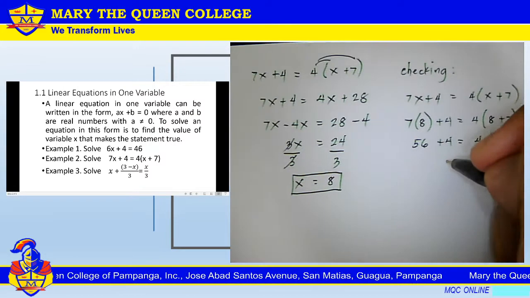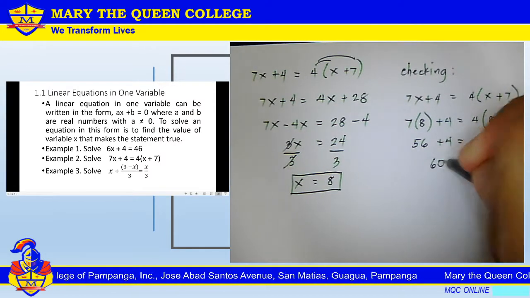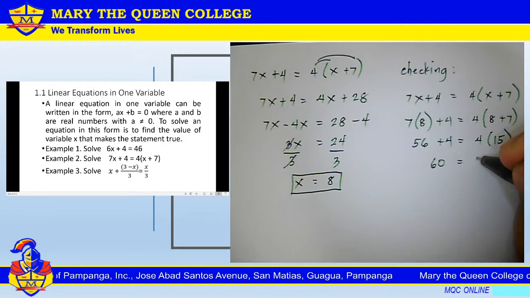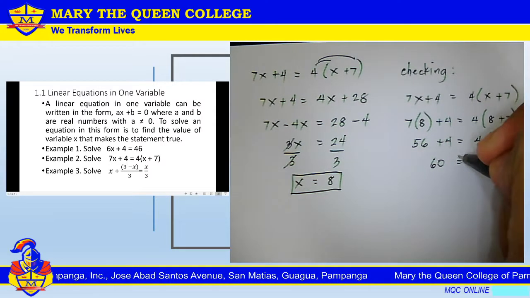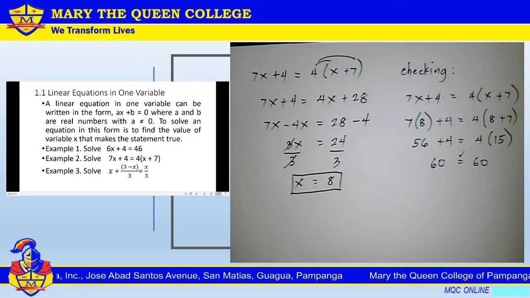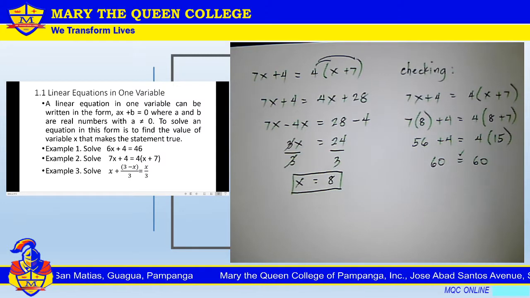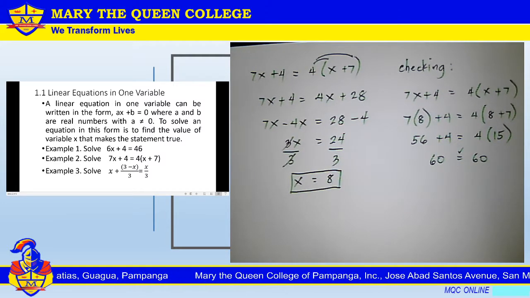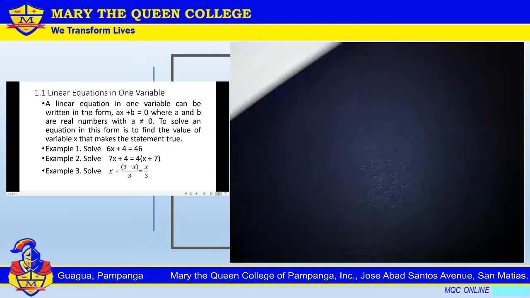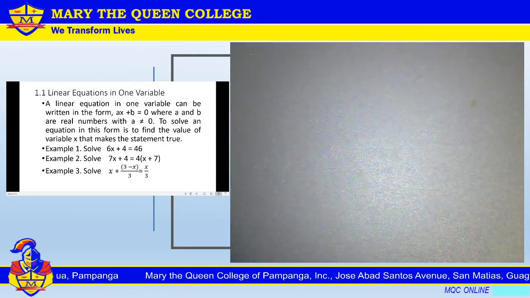Then simplifying it further, we have 60 is equal to 4 times 15, which is 60. So both sides are the same, or equal. Therefore, our solution x equals 8 is correct. Okay? So this is how we solve for the value of x in a particular linear equation. Okay? So moving on to our next example.